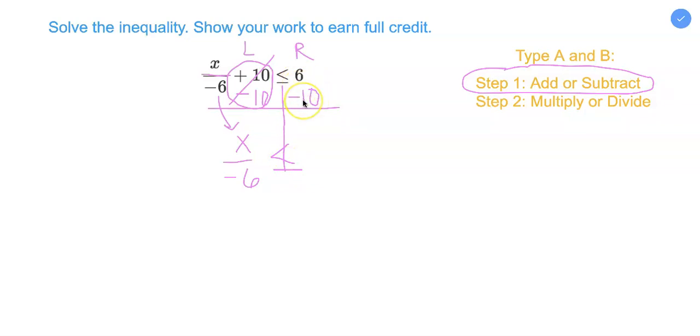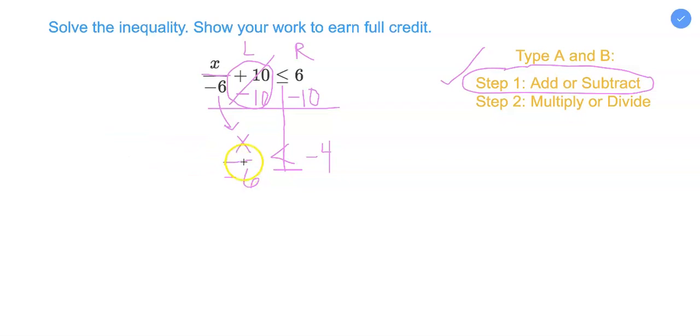The signs are different, so we subtract. 10 minus 6 gives us 4, and we have more of the negatives than positives because we have 10 negatives and only 6 positives. So our result is negative 4. We've completed step 1. Let me grab another color.